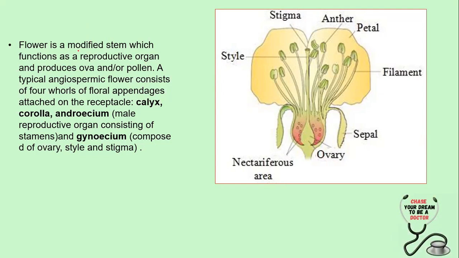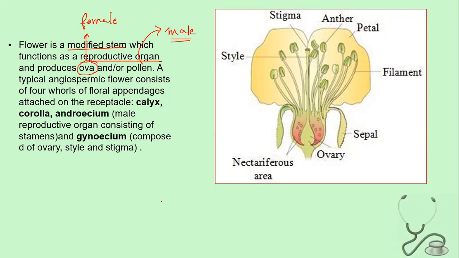Flower is a modified stem which functions as the reproductive organ. That is, if the flower is a female flower, then it produces ova, that is the egg. And if the flower is a male flower, what will it produce? Pollen grains.